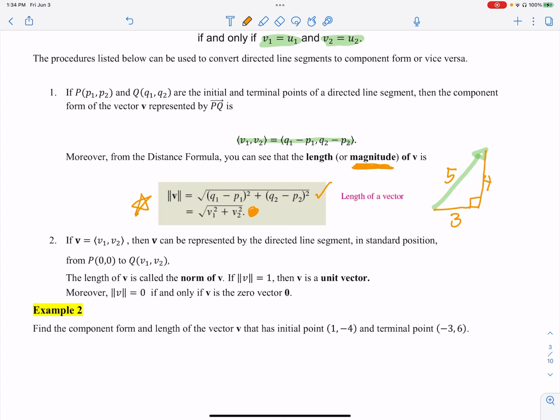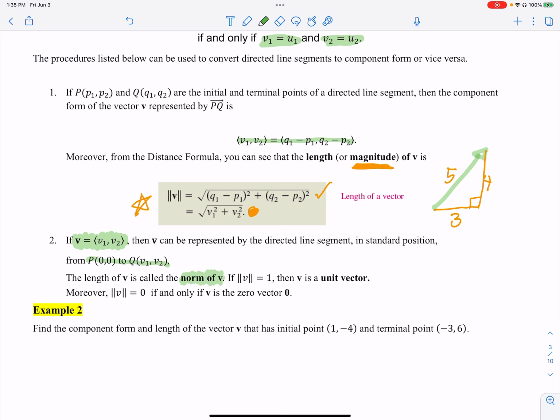Number 2 here. Okay, so they gave us a vector. This says v being v1, v2. And it says then v can be represented by the directed line segment in standard position from 0 to q. So notice they went backwards. That's all they did. The length of v is called the norm. That's another name for it. It's the magnitude or the norm.